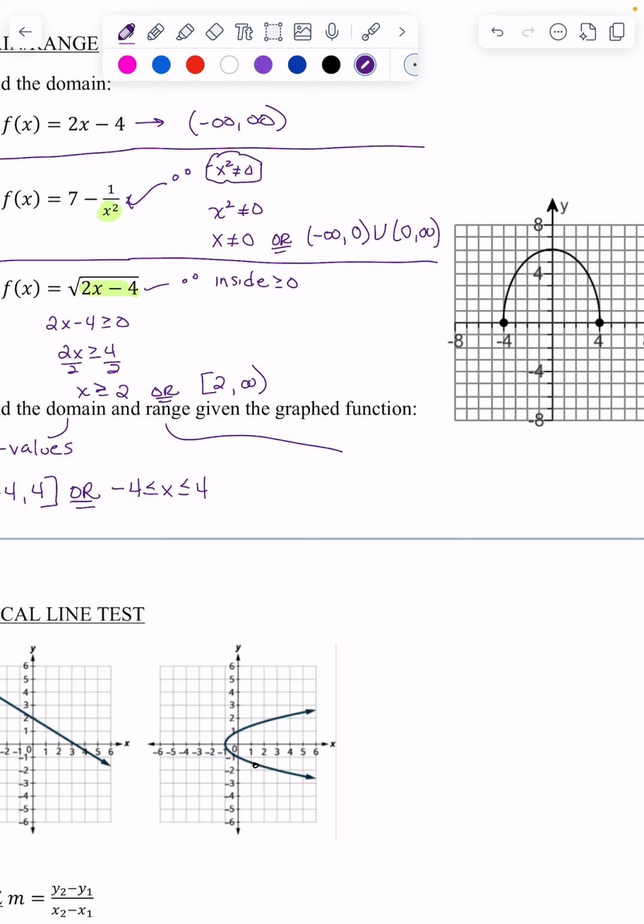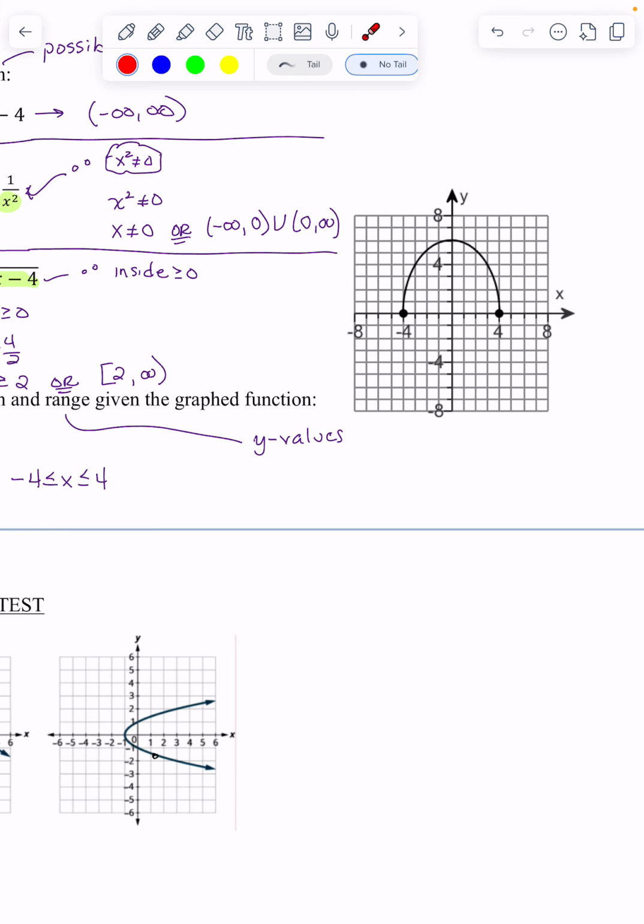If I'm looking for my range, I'm looking at my possible y values. So here, what I'm looking at is that my lowest y value that I see is here at 0. Again, these are solid dots, and it goes all the way up to, keep an eye on their graphs, this is 4, 5, and 6, 7, and 8. So this is 6. So I'm going to go from 0 to 6 here. So in interval notation, I'd have 0 and 6, including both of them. Or if I want to write it as an inequality, I would say 0 is less than or equal to y, which is less than or equal to 6.